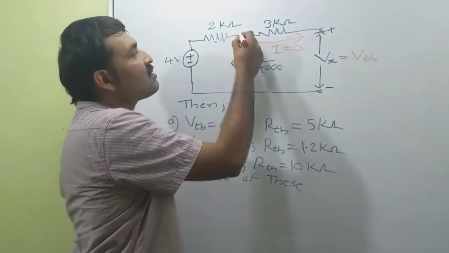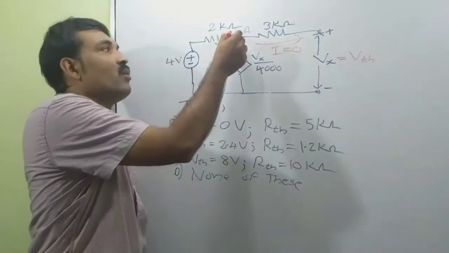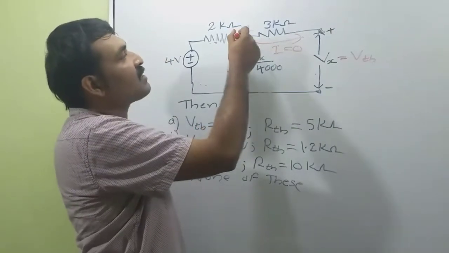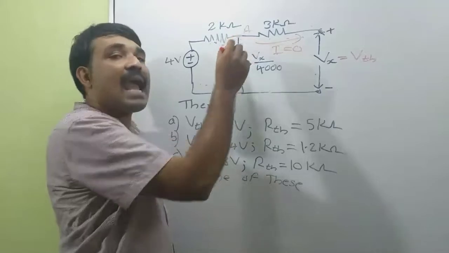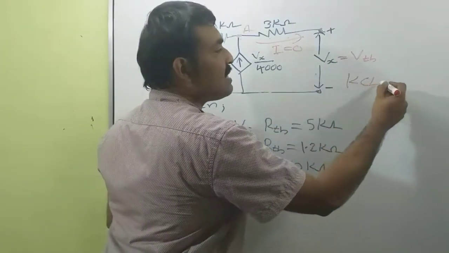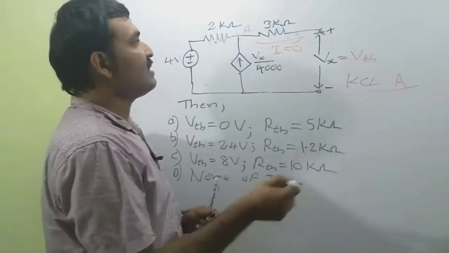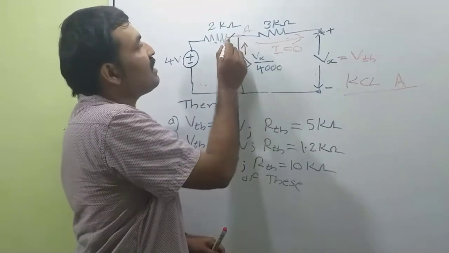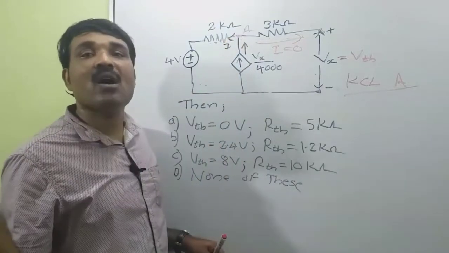Now consider this node as A. And we can apply KCL at this node A. Since this is an open circuit, this positive terminal is connected to node A. So the potential or voltage at node A is VTH. Now apply KCL at node A. So we get, I am assuming this current is an incoming current and this current is an outgoing current. Okay, then incoming current is equal to outgoing current.